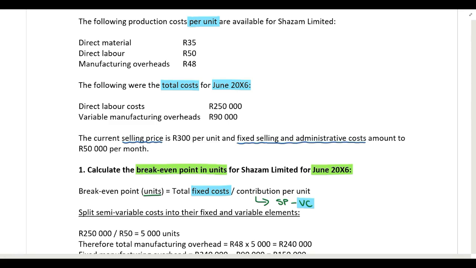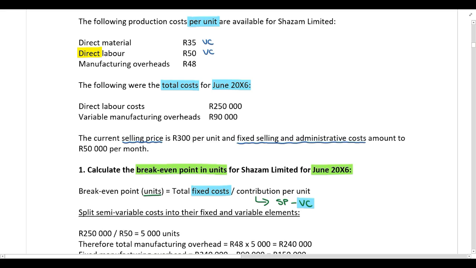So first we have direct material. And direct material is obviously a variable cost. We then have direct labor. And because you are specifically told that this is direct labor, that is also a variable cost.